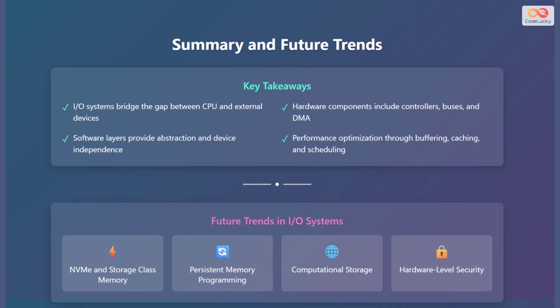In summary, input-output systems bridge the gap between the central processing unit and external devices. Hardware components include controllers, buses, and direct memory access. Software layers provide abstraction and device independence. And performance optimization can be achieved through buffering, caching, and scheduling. Looking ahead, some future trends in input-output systems include non-volatile memory express and storage class memory, persistent memory programming, computational storage, and hardware-level security.